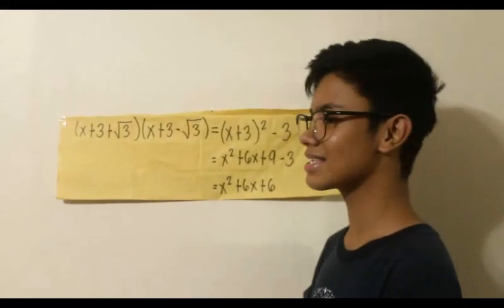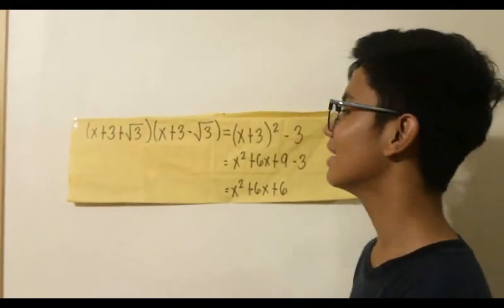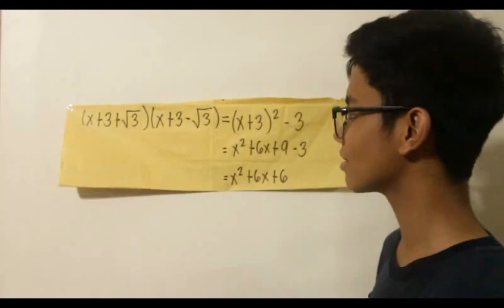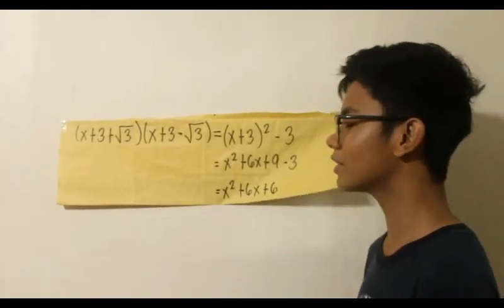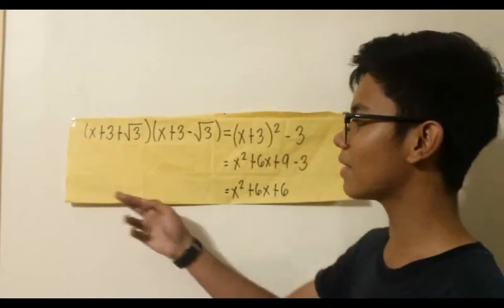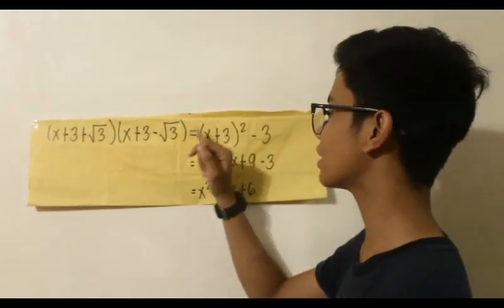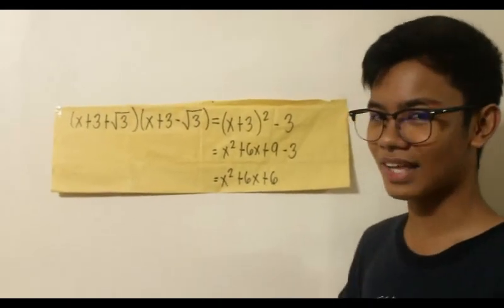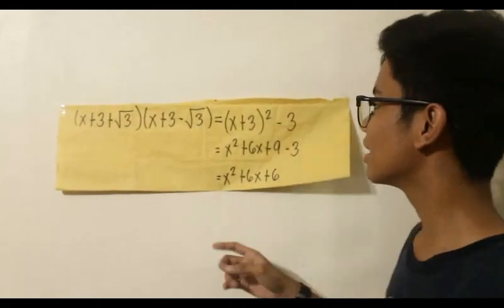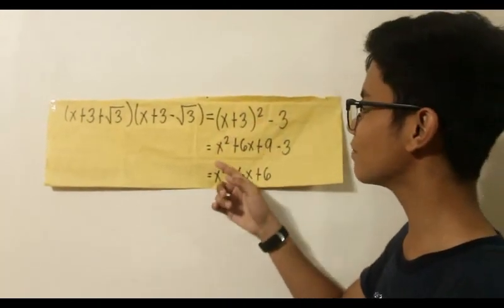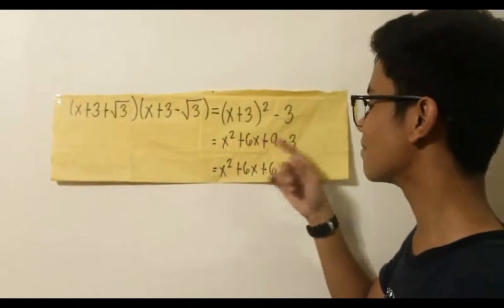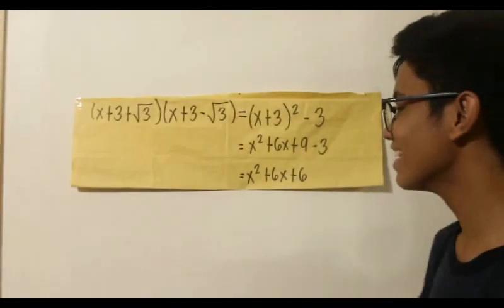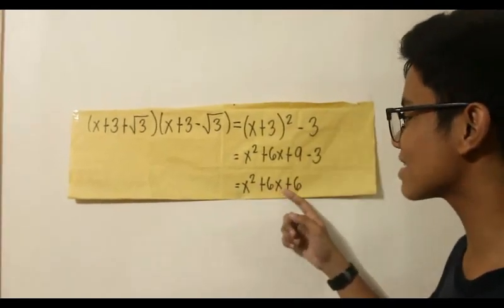So everyone, here's the answer for number 2 in our practice exercise. The given is x plus 3 plus the square root of 3 multiplied by x plus 3 minus the square root of 3. To simplify it, we could write x plus 3 squared, and if we multiply the square root of 3 by the square root of 3, it will be equal to the square root of 9, and the square root of 9 is 3, so negative 3. And the answer to x plus 3 squared will be x squared plus 6x plus 9 minus 3. From here, we will combine like terms, which results in x squared plus 6x plus 6.